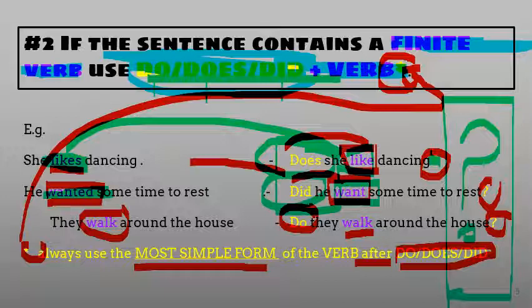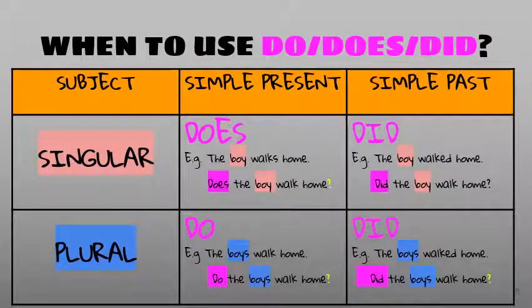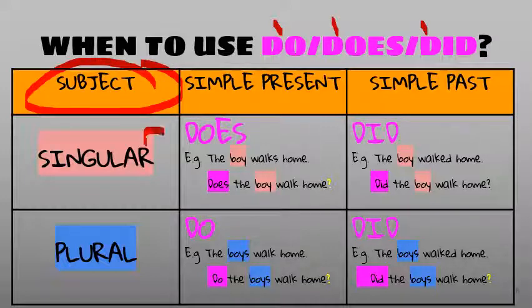Now, let's look at when do I use do, when do I use does, and when do I use did. I've compiled a table here for you to show you two important things that we have to keep in mind when I have to choose between do or does or did. First of all, my subject. Whether my subject is singular, in other words, there's only one person doing the work, or whether my subject is plural, then I will have more than one person doing the work.